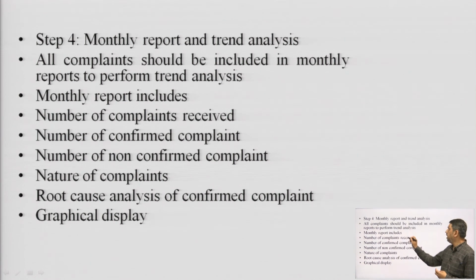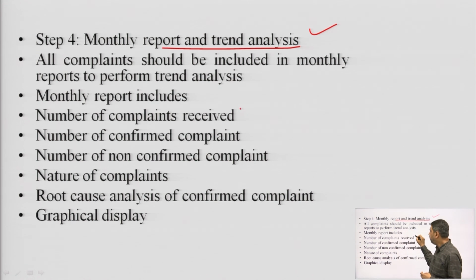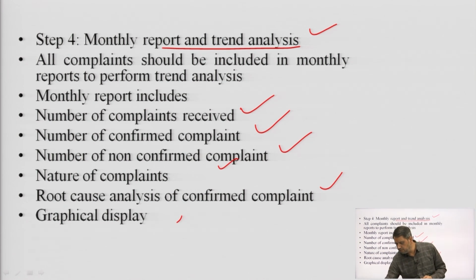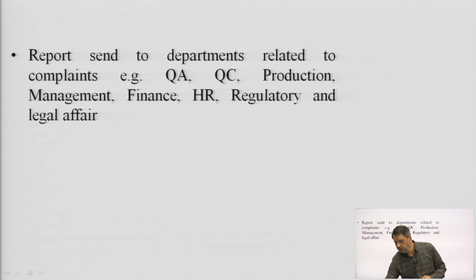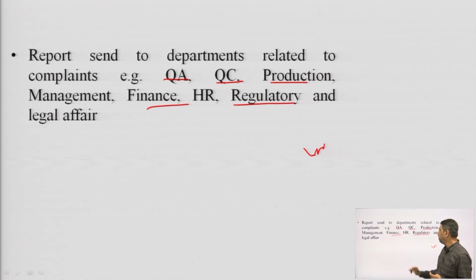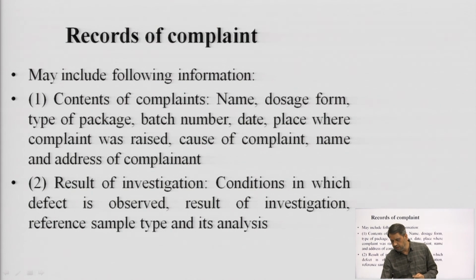And in step 4 there is a monthly report and trend analysis. We have to do the trend analysis, that is, how many complaints we have received, the number of confirmed complaints, the number of non-confirmed complaints, nature of complaint, and root cause analysis and graphical display. We perform all these things in step 4. And the reports related to the complaints are finally sent to the QA, QC, production, management, finance, HR, regulatory and legal affairs departments.